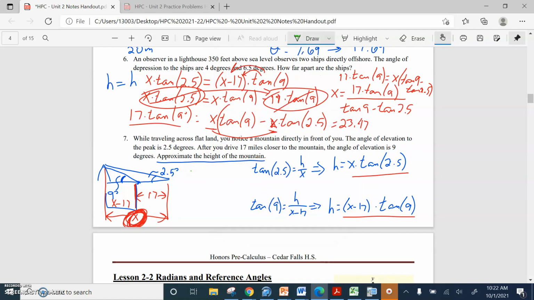Final answer. Here we go. We have a triangle whose x is 23.47. This is h and this is 2.5 degrees. So we know that tan of 2.5 equals h over 23.47. So we multiply both sides by 23.47, and the height of this thing is 23.47 times tangent 2.5. You get 1.02 miles.